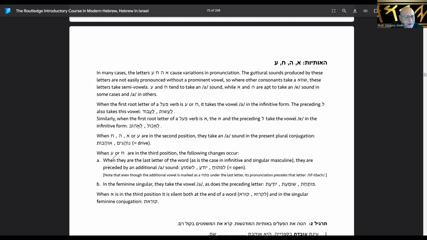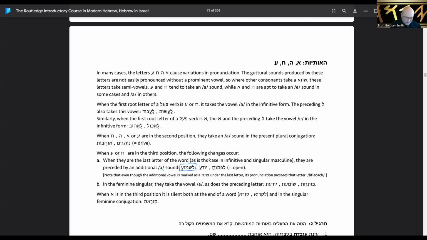Okay, so when ayin and het are in the third position, the following changes occur. When they are the last letter of the word, as is the case in infinitive and singular masculine, they are preceded by an additional ah sound. Wow, look at this. I think this is lishmoa. I think that has to do with to hear. Lishmoa. Yeah, to listen. לשמוע.